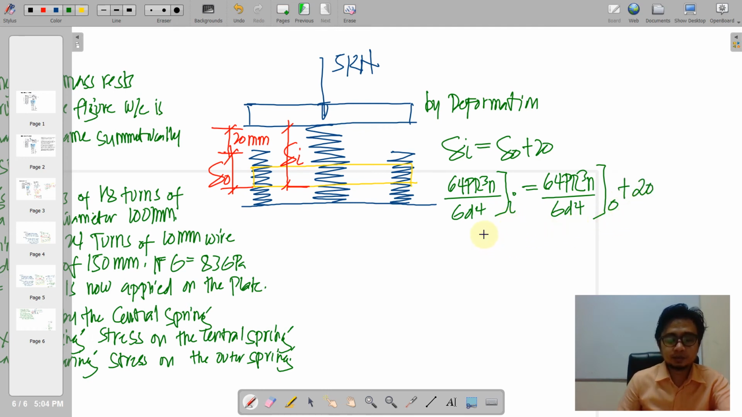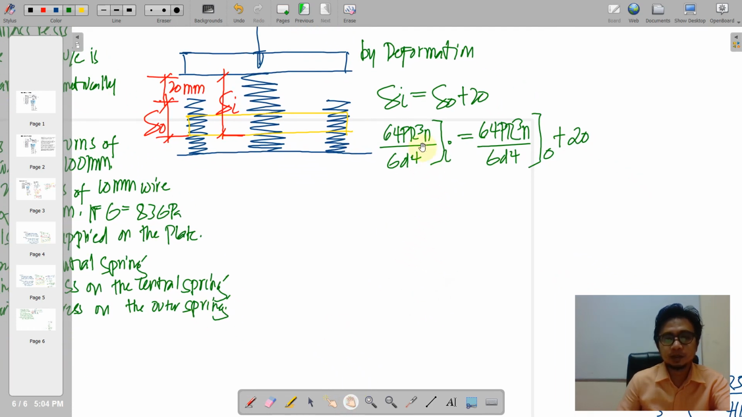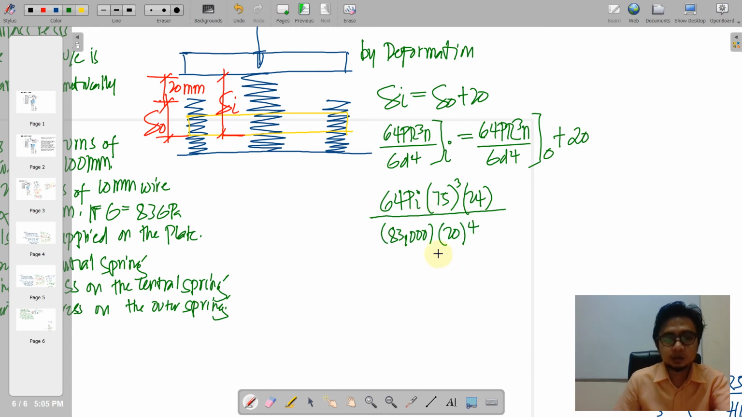Okay, so by this, we can now substitute all of the properties. We have 64, that is the inner loading. The mean radius is 75 for the inner, and that is cubed. And then for the number of turns, we have 24. So we divide this by its modulus of rigidity and the wire diameter, which is actually 20.